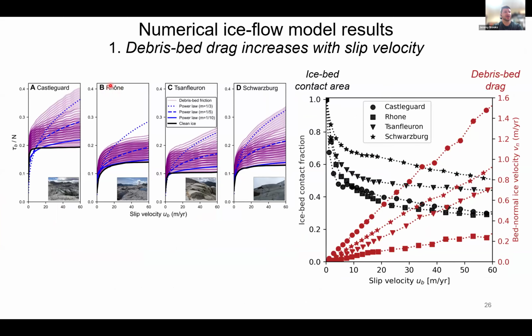First, we see that debris bed drag increases with slip velocity. So even if we have evolving cavities we still see the same effect where we have rate strengthening for these different parameter combinations of debris bed friction. The reason that that occurs physically is because above a certain slip velocity of around 10 to 20 meters per year, there's not much change in the ice bed contact area, which is plotted here in black. But there's still an increase in the bed normal component of ice velocity, which increases that velocity-dependent component of debris bed drag. So evolving cavities doesn't really counteract this increase in debris bed friction at greater slip velocities. So that was our first finding. Our results are pretty similar to the experiment.